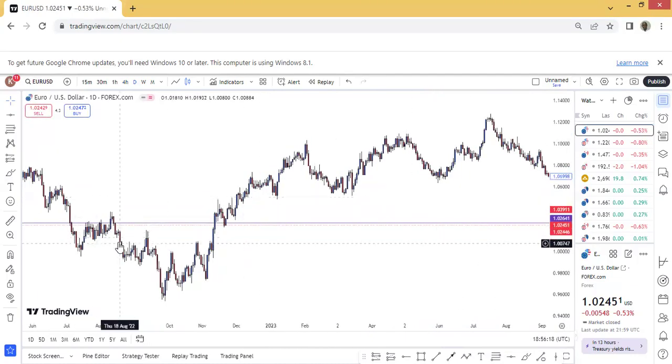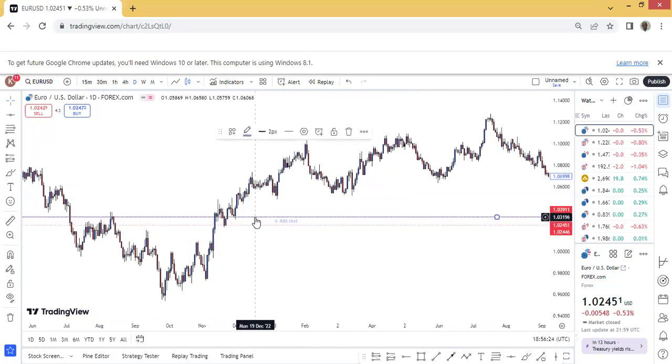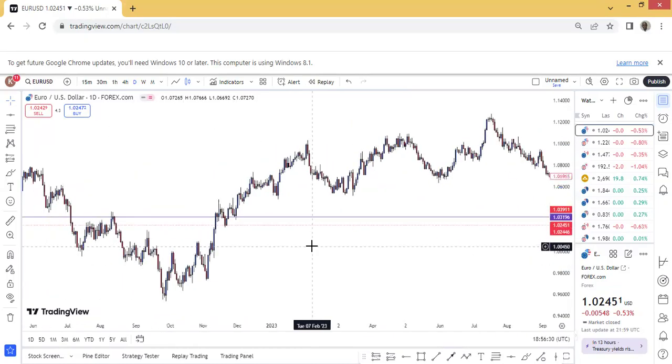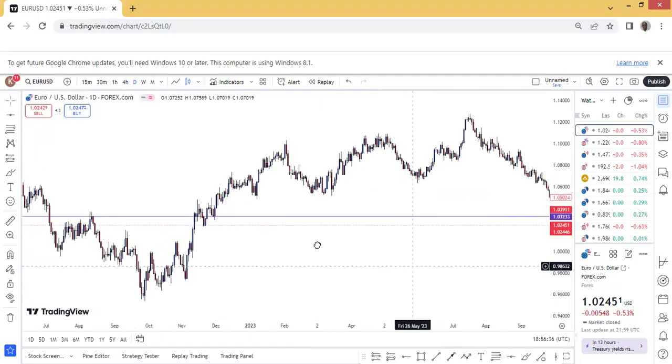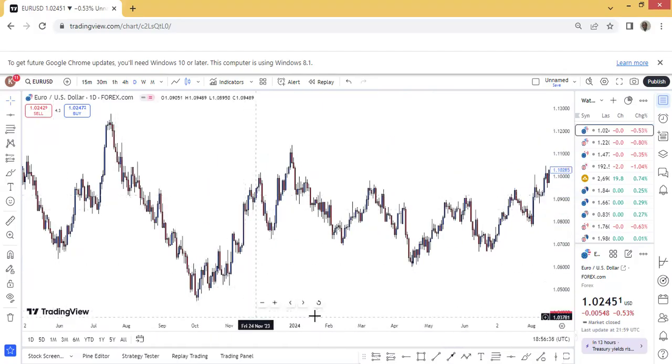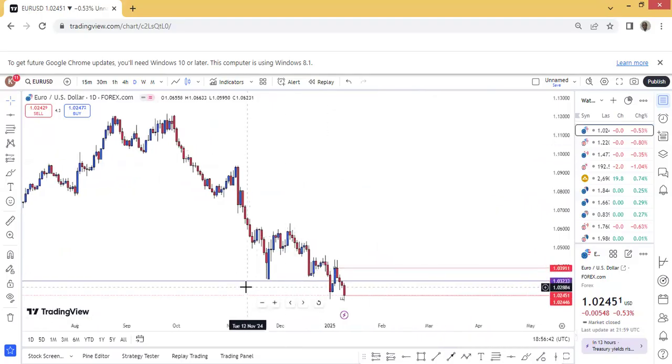We can as well modify it a little on the 4-hour here. So I think here is better. There's a 4-hour level here, which I think is okay. Yeah, I think it's okay. So that's one level.